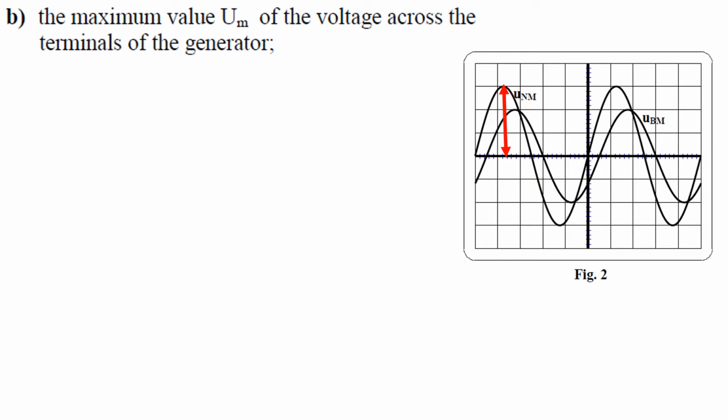The maximum value UM of the voltage across the terminals of the generator. The waveform here is for the voltage across the generator, UNM. Okay. I have 1, 2, 3 divisions, so UM is 3 divisions multiplied by the vertical sensitivity, which is 1 volt per division, giving 3 volts.